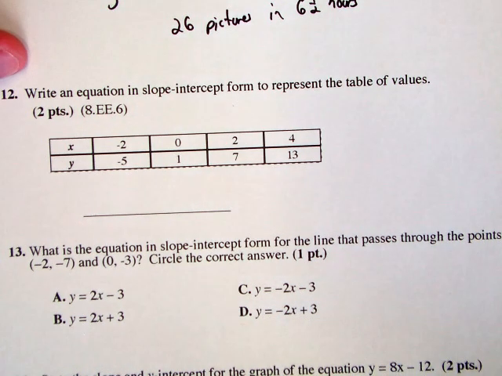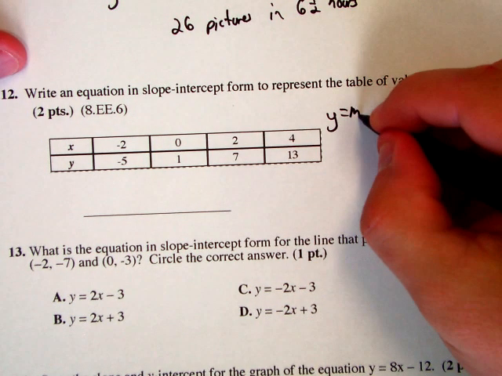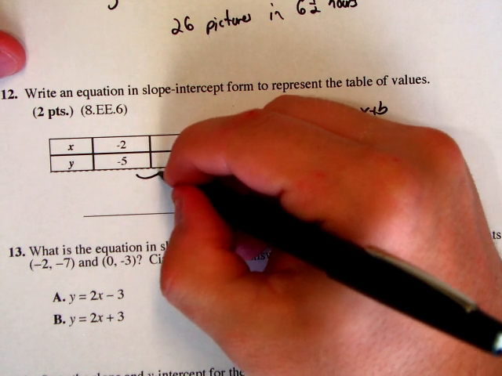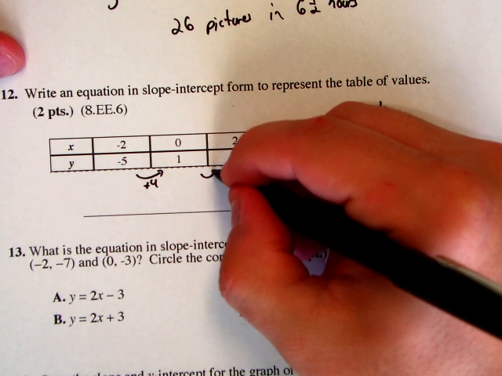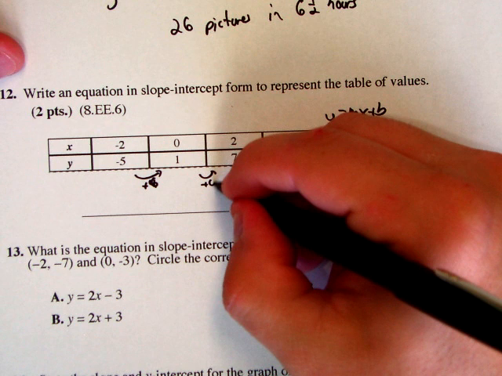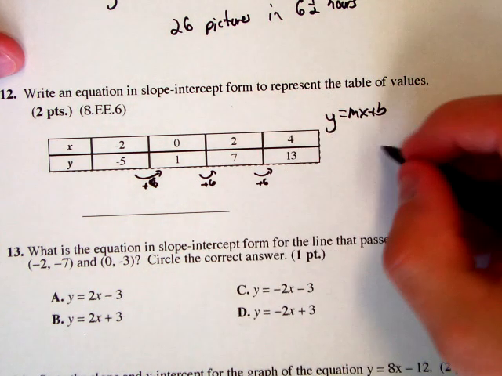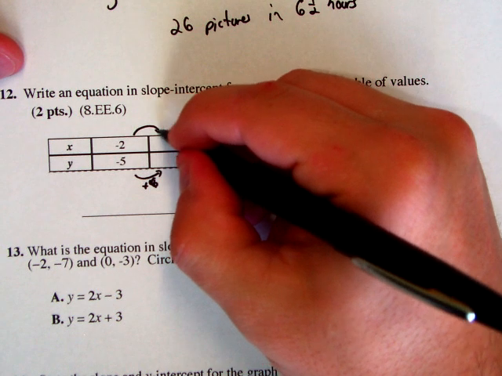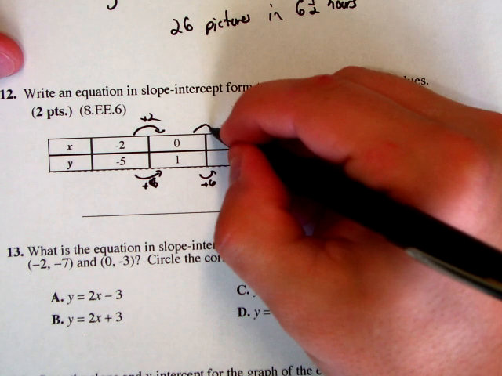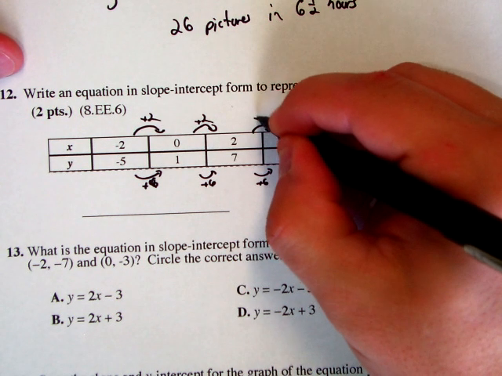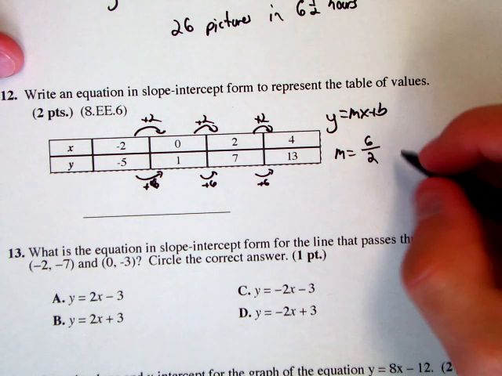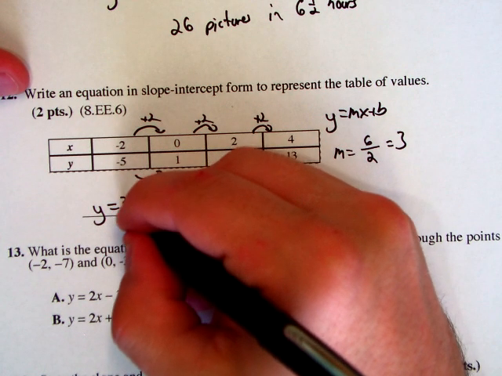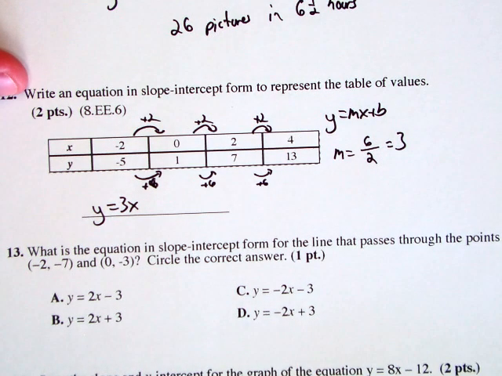Number 12, write an equation in slope-intercept form. Remember, that's y equals mx plus b. So for the slope, I'm increasing by 6 each time. So m is going to be 6 over. Negative 2 to 0 is a plus 2, and I'm increasing by 2 each time. So my slope is going to be 6 over 2, which happens to be 3. So far my equation is y equals 3x.